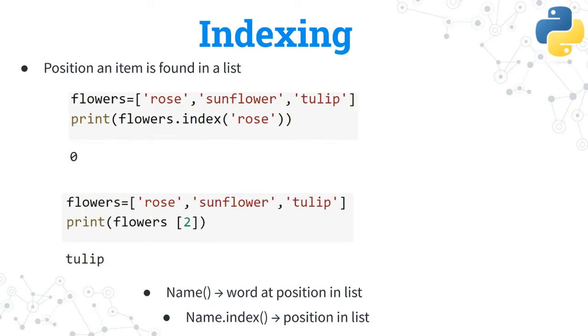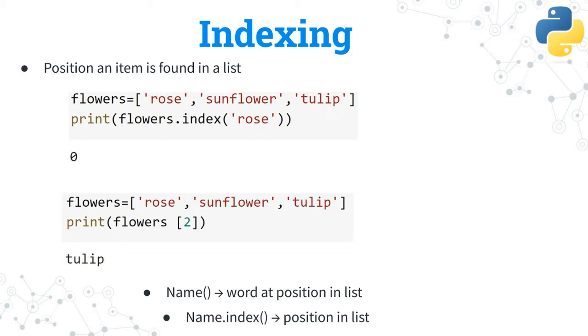topic that we're going to cover is indexing. So indexes are the position that an item is found in a list. So an example of this is this list shown. And the index of rows would be 0, because the index goes 0 first, and this goes sequentially.